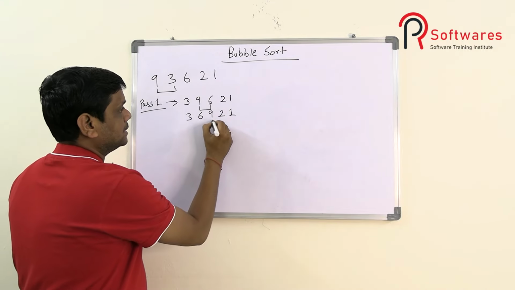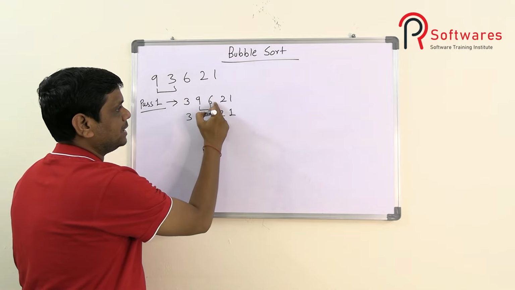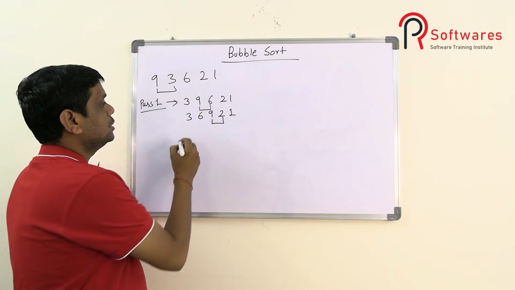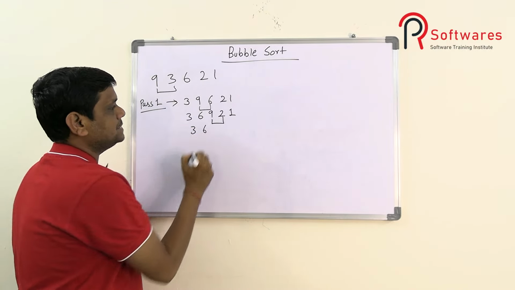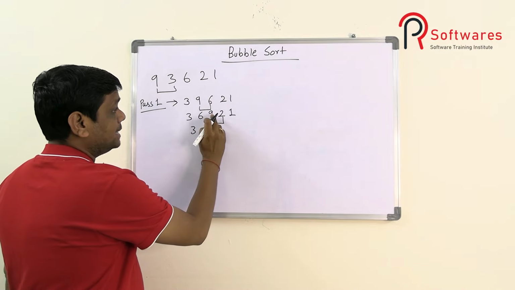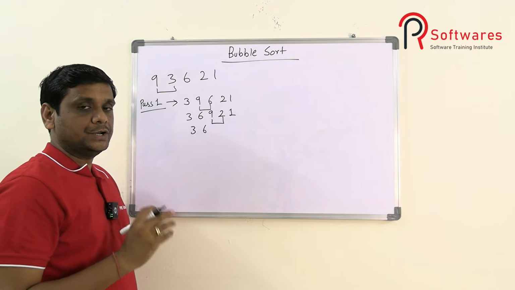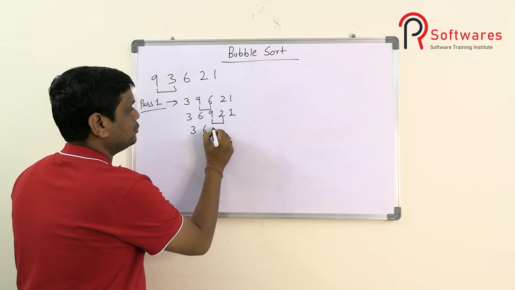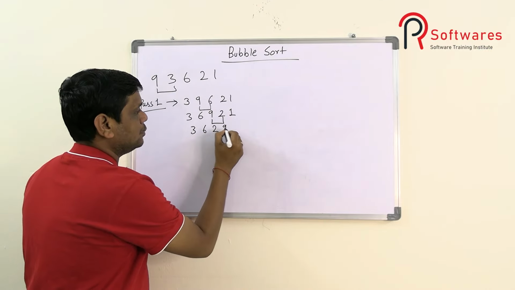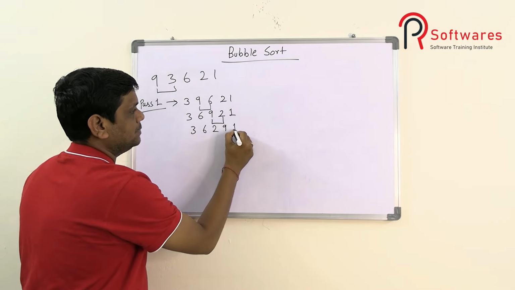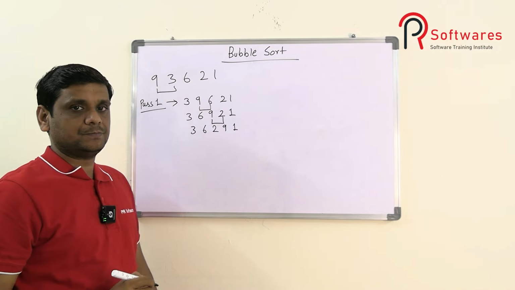Next, again 9 with 2, meaning the third value with the fourth value. So 3 and 6 you first write as they are. Now we check: 9 is greater than 2. Condition true or false? True. True means 2 will come first, 9 will go after, and this 1 will be as it is. Only you swap these two values.